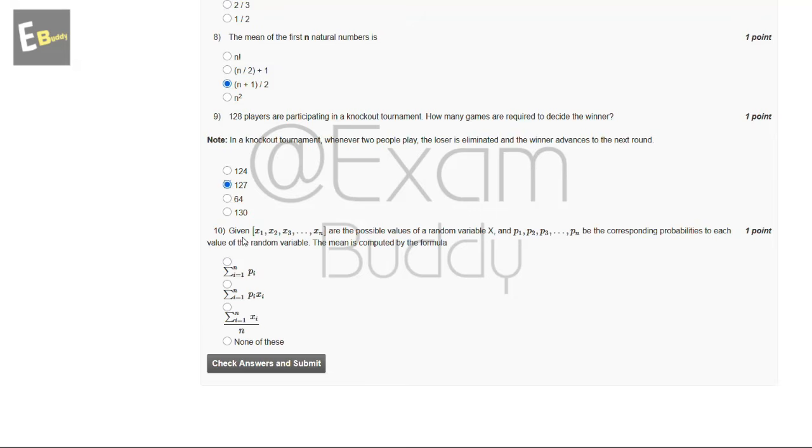Given x1, x2, x3 and so on xn are the possible values of a random variable x and p1, p2, p3 and so on pn are the corresponding probabilities to each value of the random variable. The mean is computed by the formula. So these are the options and the answer for our 10th question is P. Now submit your answer.